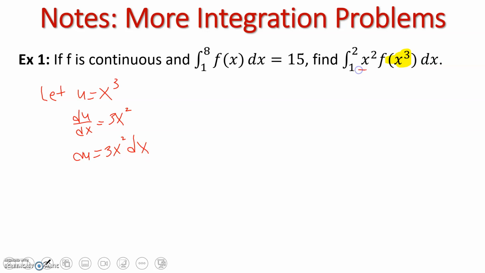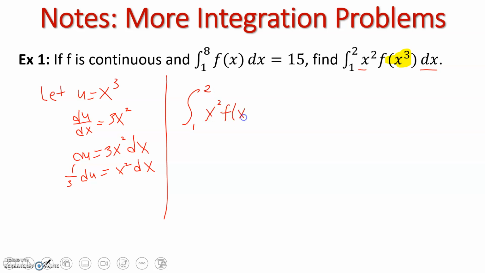Now note here we have x squared and dx, but we do not have 3, so I'm going to divide the 3 to the other side. So I have 1/3 du is x squared dx. So we can then say the integral from 1 to 2 of x squared f of x cubed dx is the integral, and then x squared dx is going to become 1/3 du, because 1/3 is a constant, I'm going to pull it in front of the integral. And then f of x cubed will become f of u.